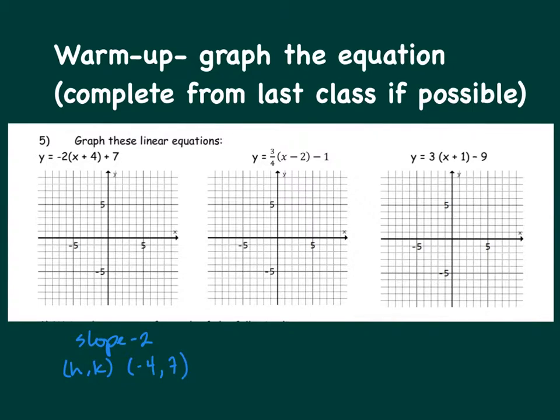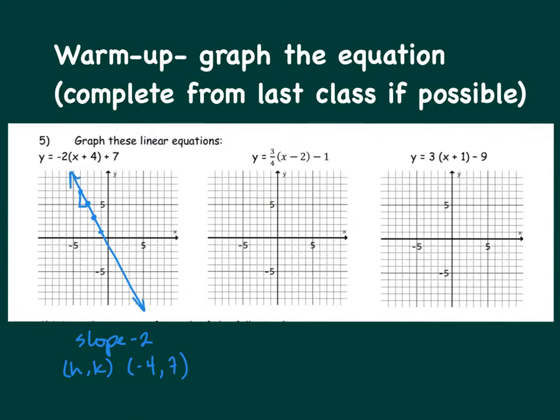So back to our warm-up, when we have x plus 4, that means that 4 has to be negative in order to turn that from an x minus h to an x plus, and that can be confusing for a lot of people. On this one, we can start at the point (-4, 7) and make a point. Our slope is -2, so we're going to go down 2 and over 1, make a point, down 2 over 1, make a point, and so on and so forth. I don't have a ruler on me, so this is going to be the best I can do.